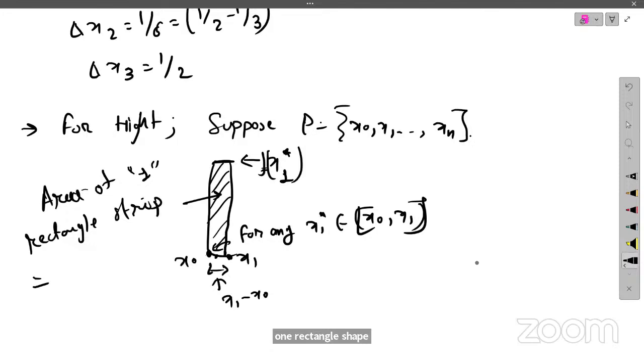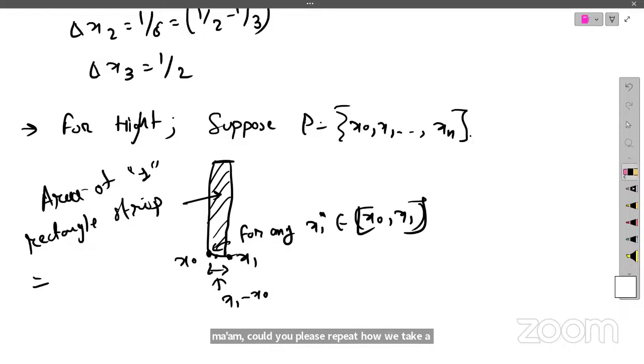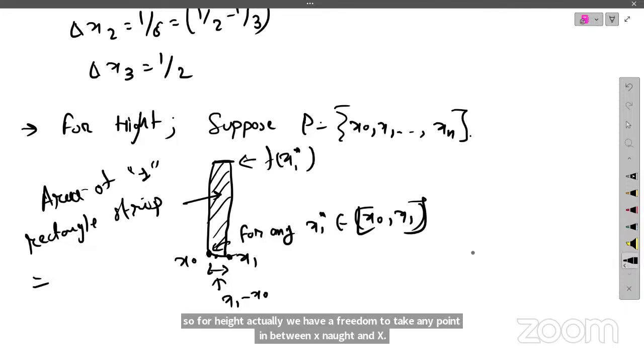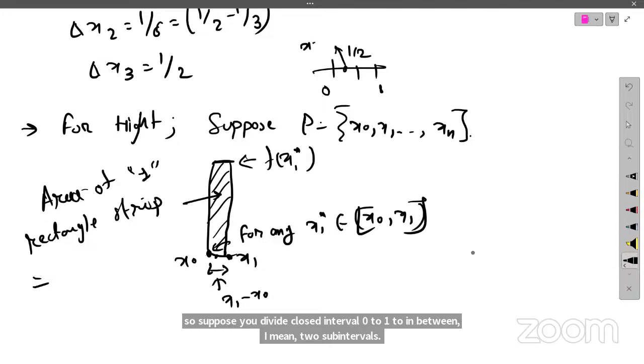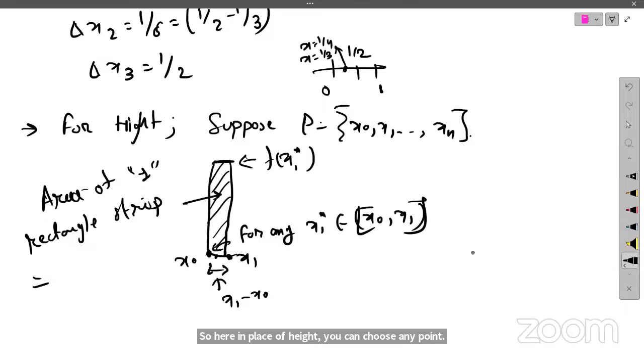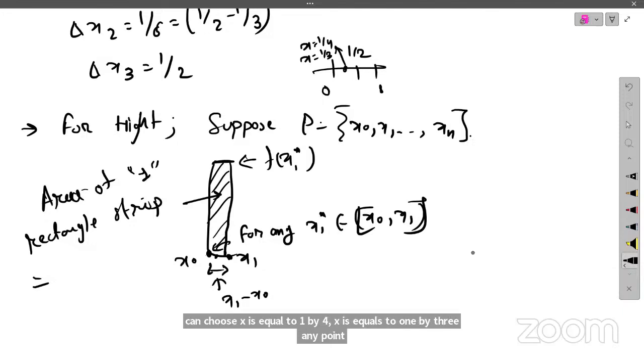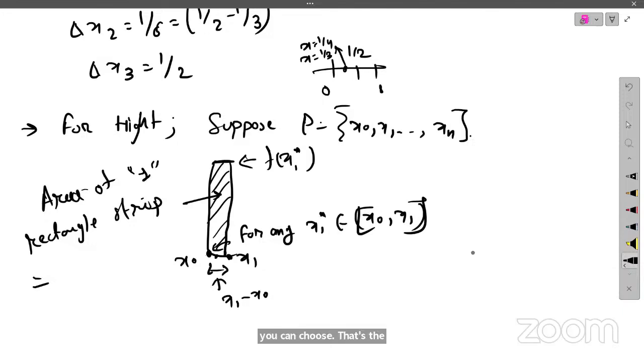Ma'am, could you please repeat exactly how we take the height? Yes, for height, we have the freedom to take any point in between x0 and x1. It doesn't matter; it can be equal to x0, equal to x1, or any point in between them. Suppose you divide the closed interval 0 to 1 into two subintervals. Here, for the height, you can choose x equals 1 by 4, x equals 1 by 3, any point. That's the freedom we have: for height, we can choose any point which lies in this particular subinterval x0 and x1. Is that fine?